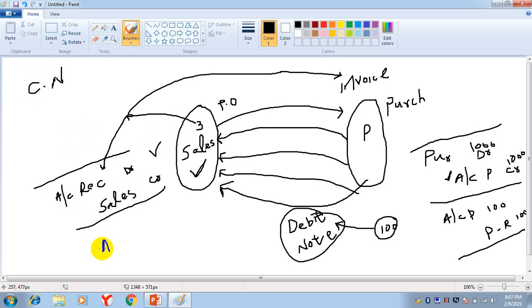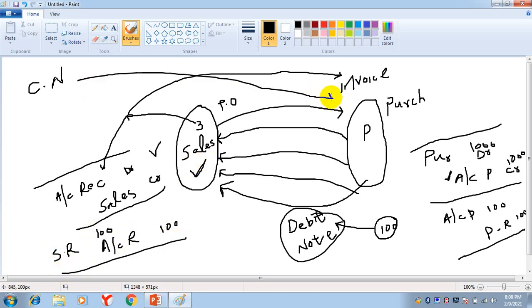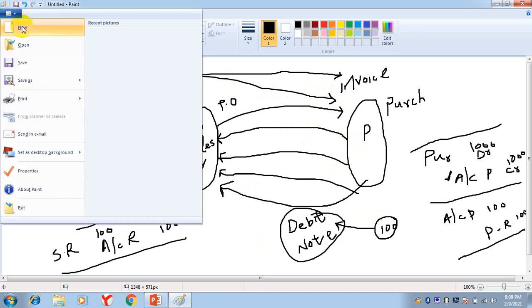Account receivable will be credited by 100 and sales return will be debited by 100. The seller will send a credit note to the buyer and the buyer will send a debit note to the seller. So this is basically the concept of debit and credit note.